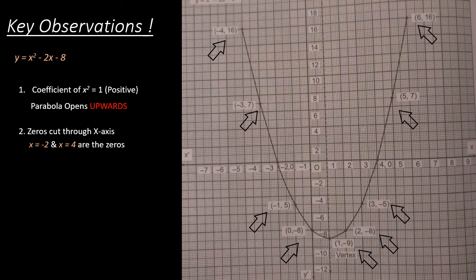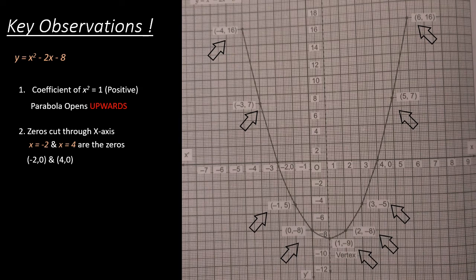We will learn how to factorize this polynomial and how to find the zeros in the coming lectures. So stay tuned. You can see when I replace x with -2, I get y equals 0. And when I replace x with 4, I get y equals 0. So we have two rectangular coordinates, (-2, 0) and (4, 0).